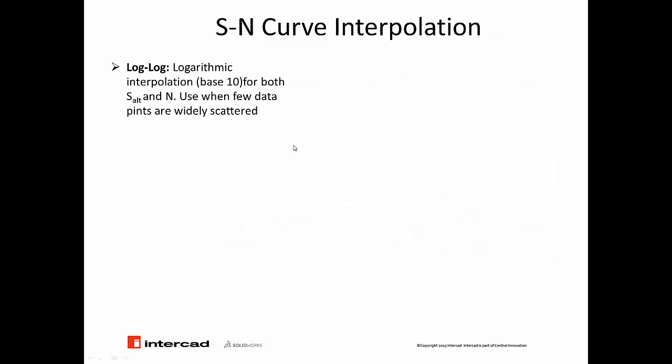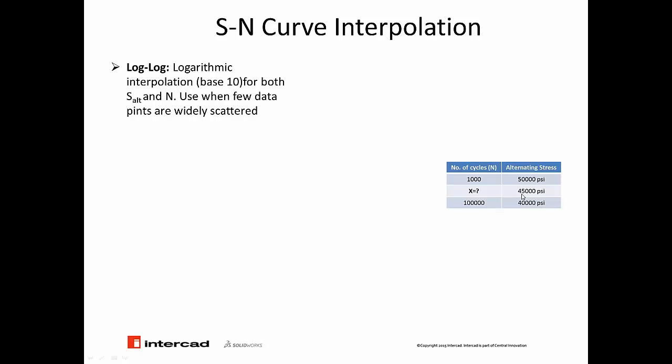The first scheme we have is the logarithmic or log-log interpolation scheme, and just mentioning it's based on 10 for both alternating stress and number of cycles. So let's have an example to explain it better. Imagine we have test data for 1000 cycles at an alternating stress of 50,000 psi, and also we have an alternating stress of 40,000 psi, and the number of cycles is 100,000 cycles.